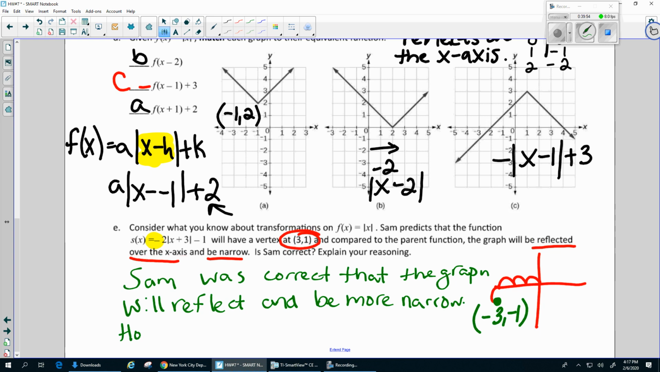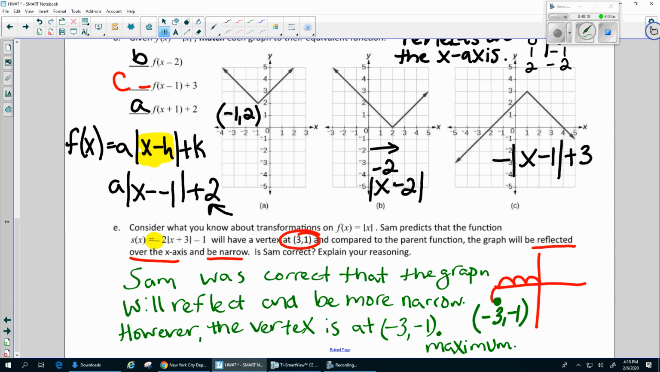However, the vertex is at -3, -1. And this is also a maximum vertex. Let's take a look at our graphing calculator to see that we are correct.